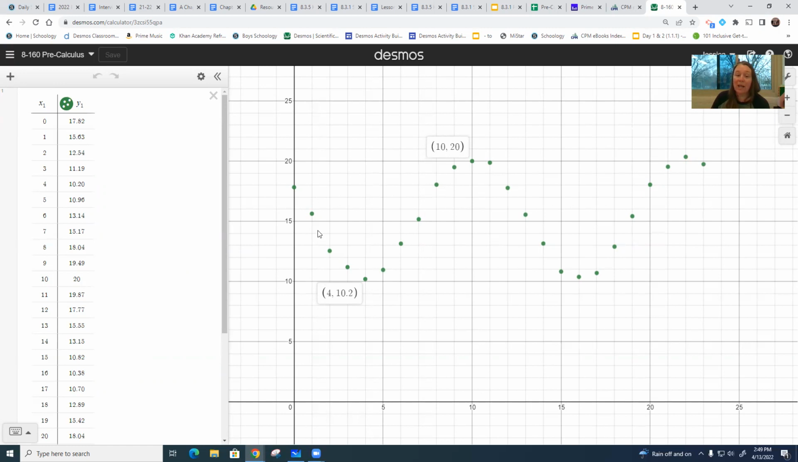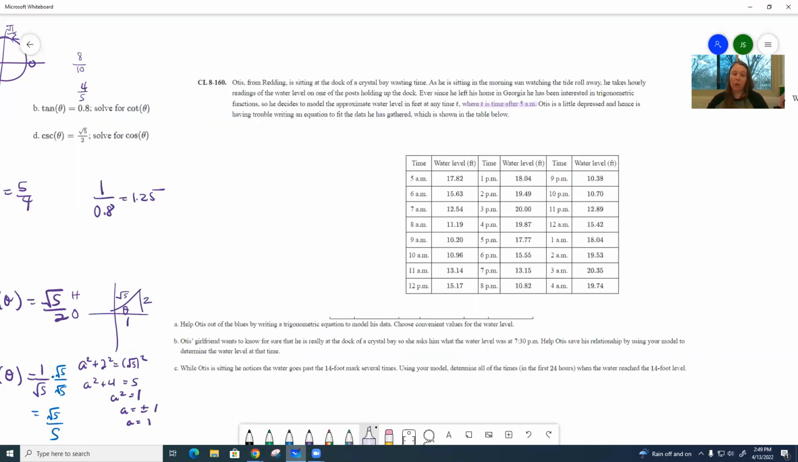So I would say it's a flipped sine. The amplitude is 5, right? 5 up, 5 down, the vertical shift of 15. The horizontal shift is here at 1. And then how long it takes to complete one cycle is about 12 hours. Okay, so we're going to use that to get our equation.